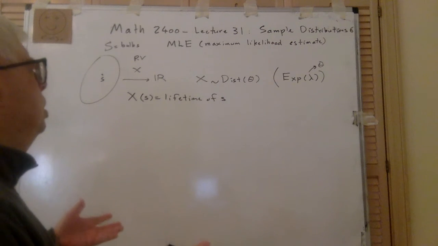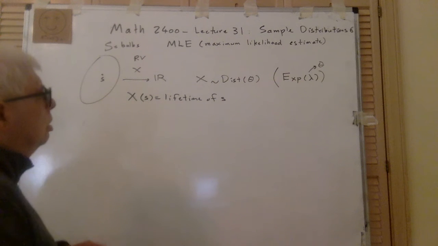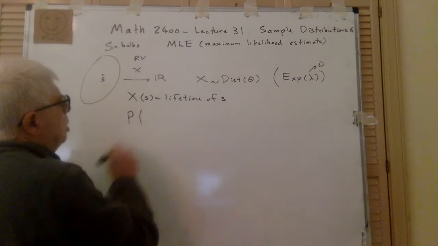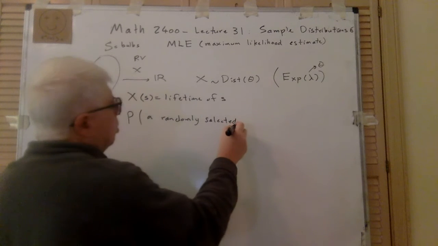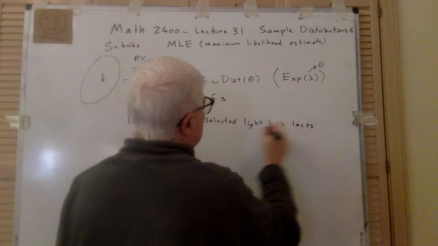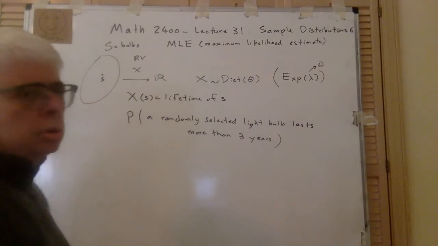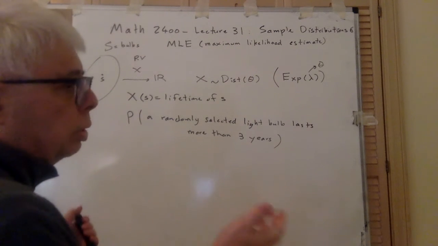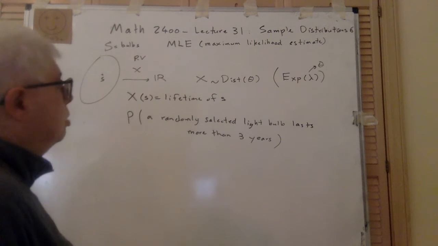Now, first of all, why do we need this type of analysis? Well, we want to study the lifetime of these objects, light bulbs for example, and we want to answer questions like this: the probability that a randomly selected light bulb lasts more than 3 years. We want to answer questions like this, which are probabilities related to the lifetime of light bulbs in this sample space.